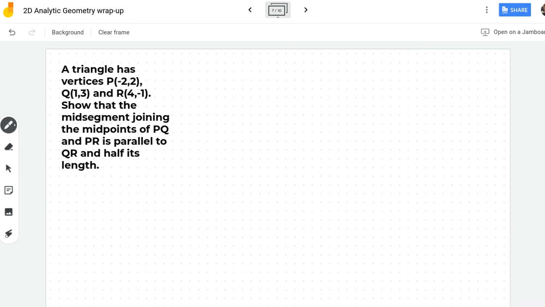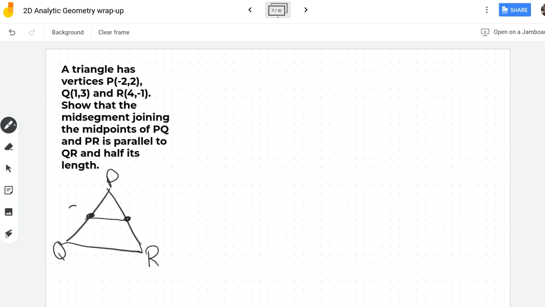Doesn't really matter what orientation and stuff. I just tend to draw any old triangle, label the vertices P, Q, and R. And then it says that the midsegment joining the midpoints of PQ and PR. So PQ midpoint will be somewhere over here, and PR, the midpoint, will be somewhere over here. And the midsegment joins these two midpoints, so it goes across like this.